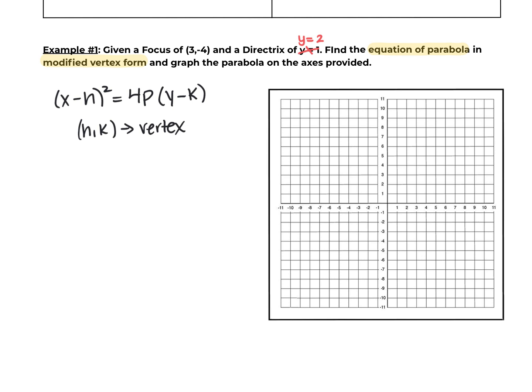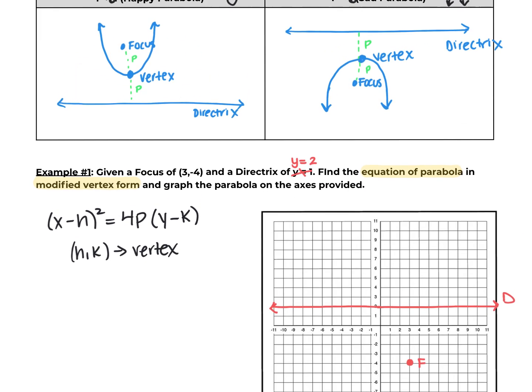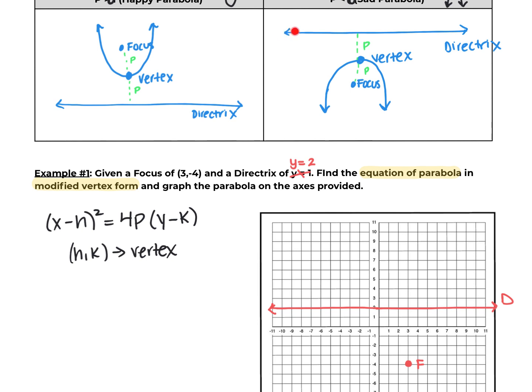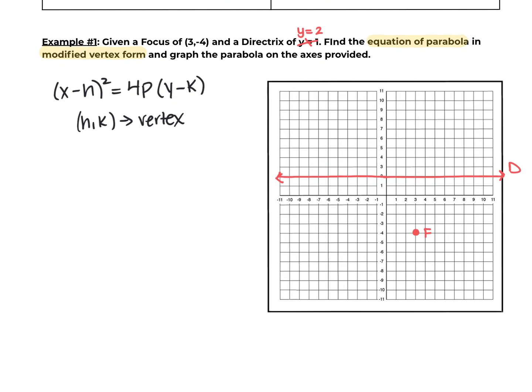So you have a focus of (3, −4), which we're going to put right here, and we're going to label that with an F. Then we have a directrix at the line y = 2, and we know that y = is the horizontal line through the y value of 2. So we're going to label this with a D. If we go back up here for a second, we can see the scenario at play. We have a directrix on top with a focus underneath it, so the vertex should be right in the middle.